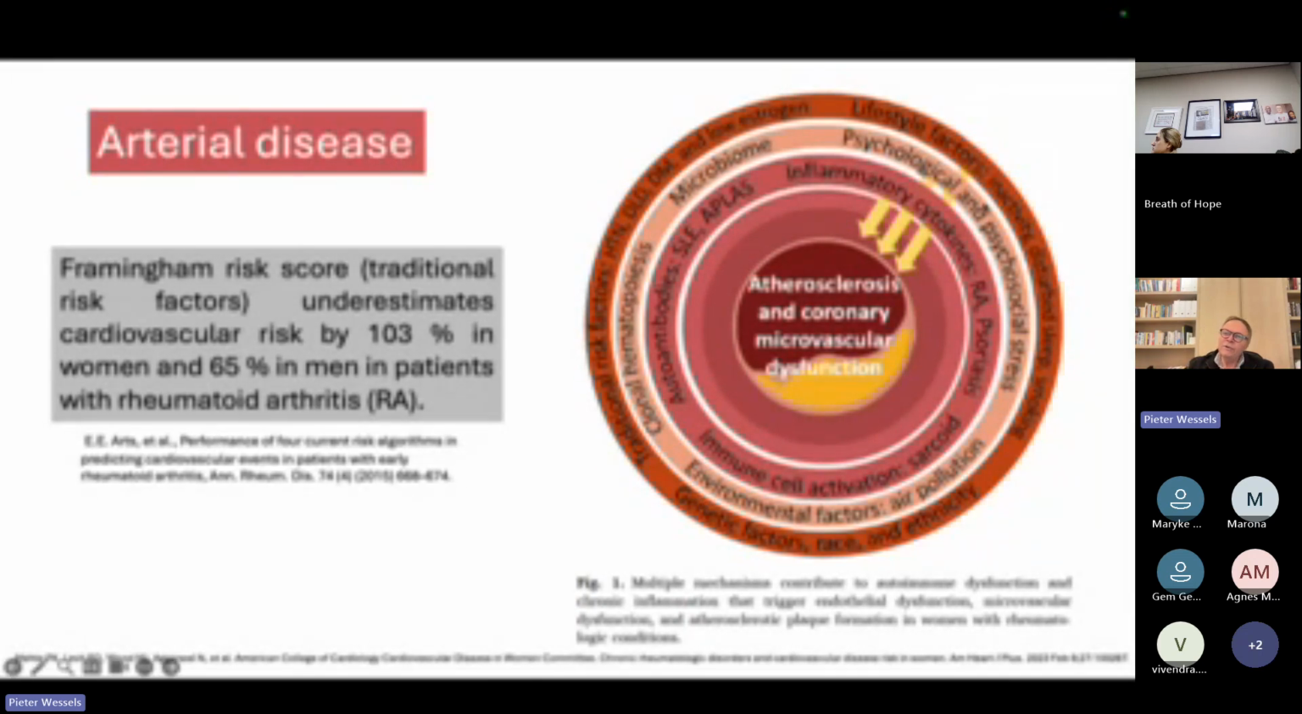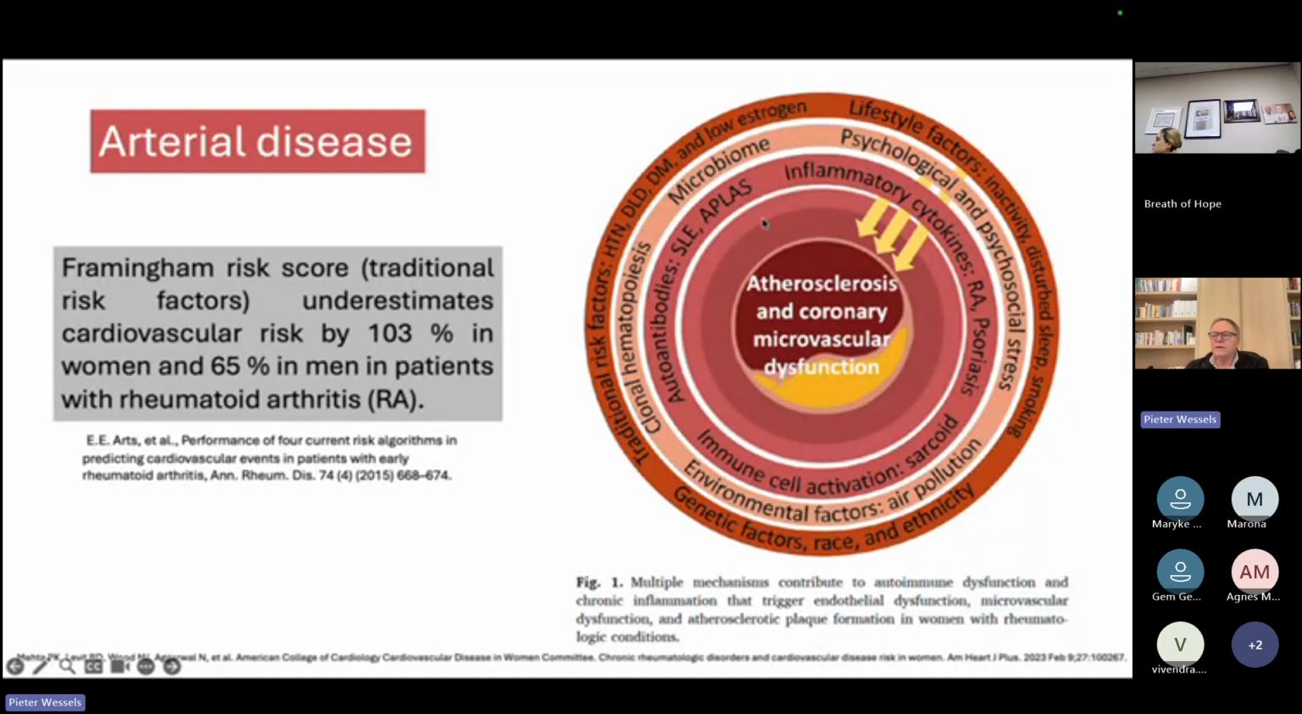So if we look at all the normal reasons why somebody would get atherosclerosis, and you then compare that to a patient with rheumatoid arthritis with the same normal reasons, there's a 103% higher cardiovascular risk if you've got rheumatoid arthritis and you're female, and 65% in males.